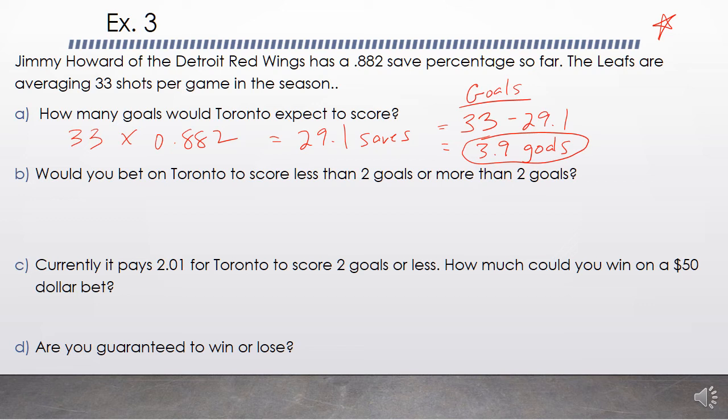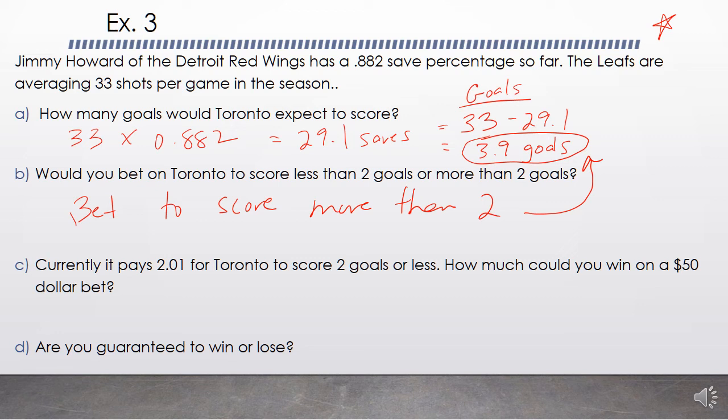Would you bet on Toronto to score less than 2 goals or more than 2 goals? Based off of what I just saw, they're expected to score 3.9, so I would say bet to score more than 2. And the why would be right there. They're expected to score 3.9, or almost 4.